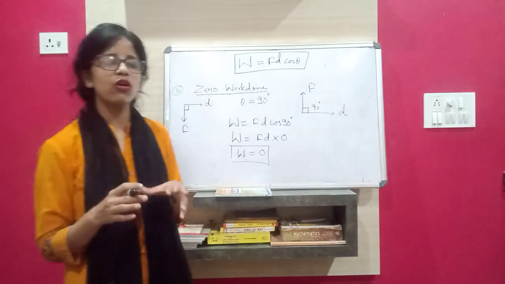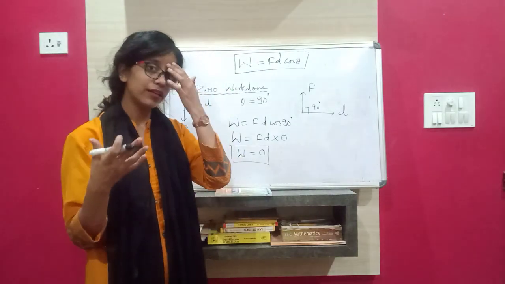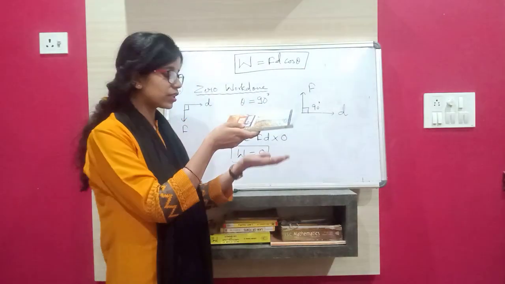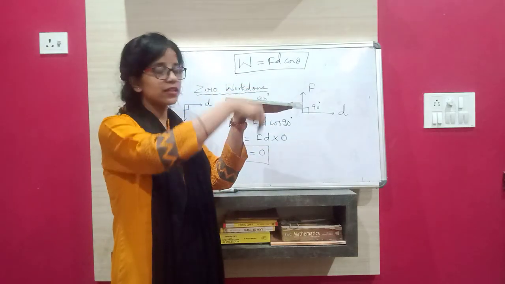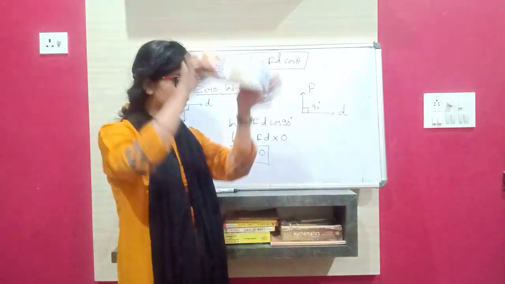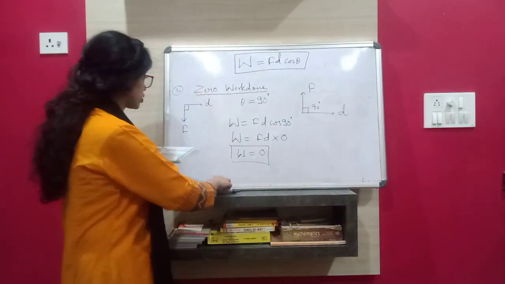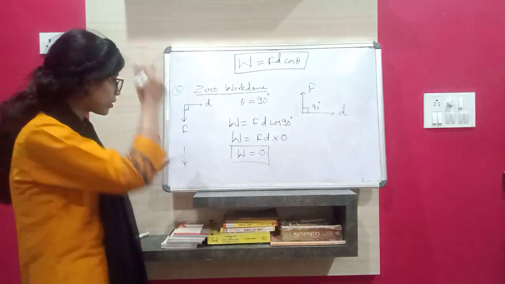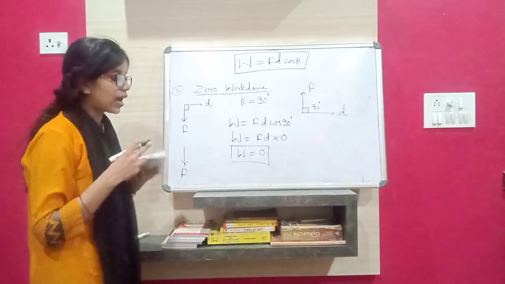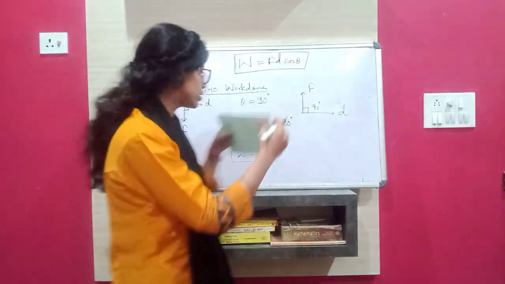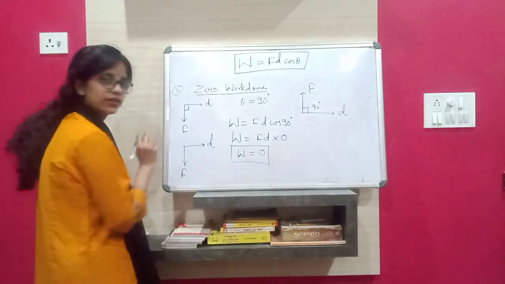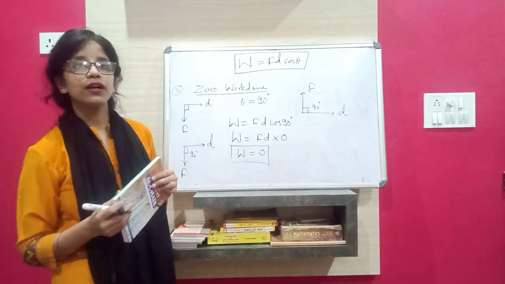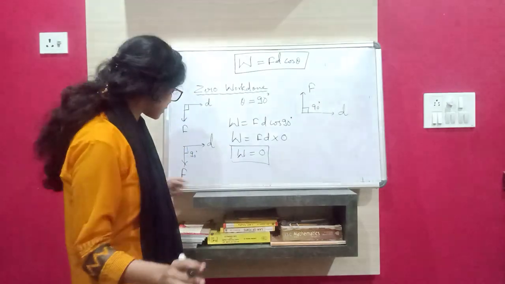You can take another example. You have all seen coolies who carry weights and put them on their head. The weight is acting in the downward direction, whatever force is acting on their head is acting downward, and they are moving in the forward direction. That means the displacement is in the forward direction. So what is the angle again? It is 90 degree. So again the work done will be zero. Okay, so that's how we have seen it.